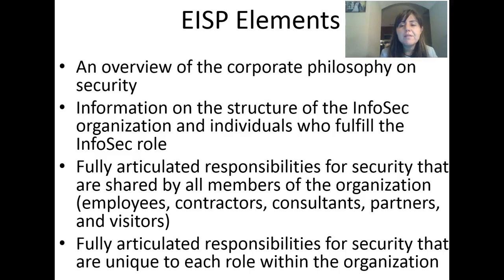Some of the elements of Enterprise Information Security Policy include an overview of the corporate philosophy on security, also information on the structure of the information security organization and individuals who will be involved in a security role in the Enterprise Information Security Policy planning. Also, this document has to show all the responsibilities for security that are shared by all the members of the organization, such as employees, contractors, consultants, and visitors. And it should fully articulate responsibilities for security that are unique to each role within an organization. So these are some of the elements that need to be included in that document.